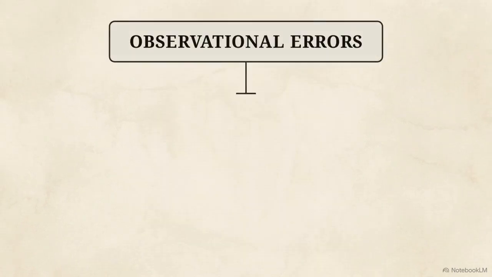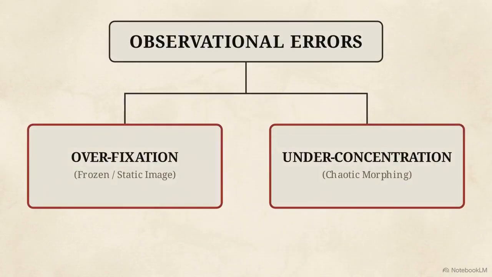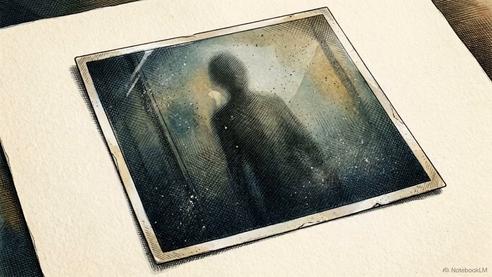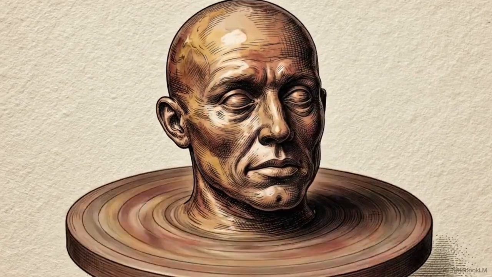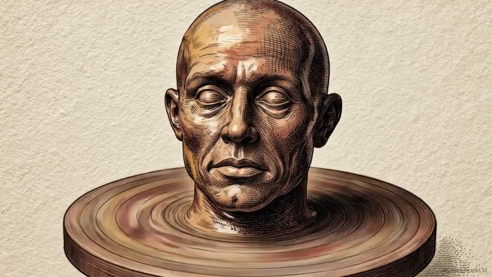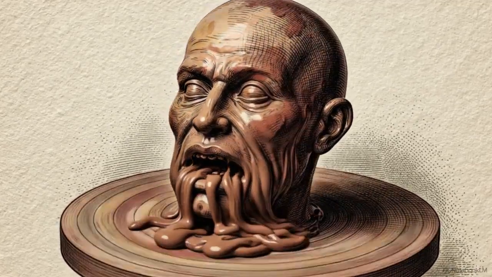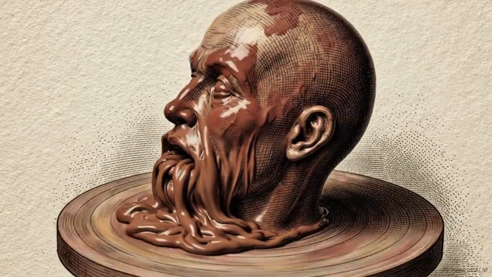Once an image appears, you must navigate 2 observational errors. If you stare too hard, you will freeze the image, turning it into a dead, static photograph that can no longer speak. If you lose your concentration, the image will begin to morph chaotically, accelerating into a fast-forwarded internal movie that has lost its meaning.